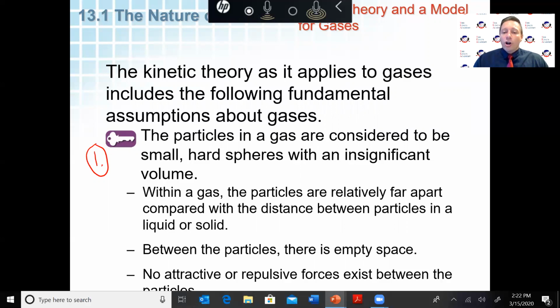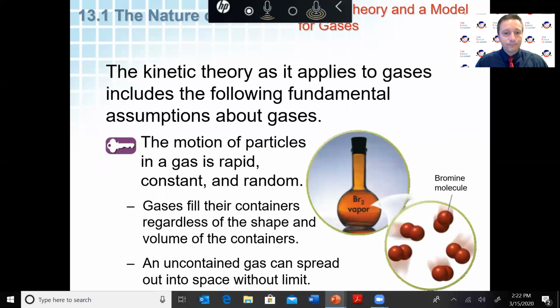So when we talk about a gas, these particles are far apart. And between them is a lot of empty space. And there is no particle attraction. And that's why, in fact, it is a gas, is there's no particle attraction at all. So they're not going to be able to come together. And if they did come together, we'd have a liquid. So knowing that is why we can say the particles in the gas are considered to be small, hard spheres with insignificant volume. That's our first point. Number 2.